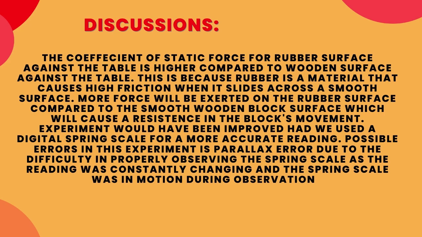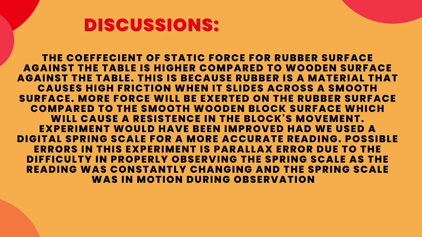The coefficient of static friction for rubber surface against the table is higher compared to wooden surface against the table. This is because rubber is a material that causes high friction when it slides across a smooth surface. More force will be exerted on the rubber surface compared to the smooth wooden block surface, which will cause a resistance in the block movement.